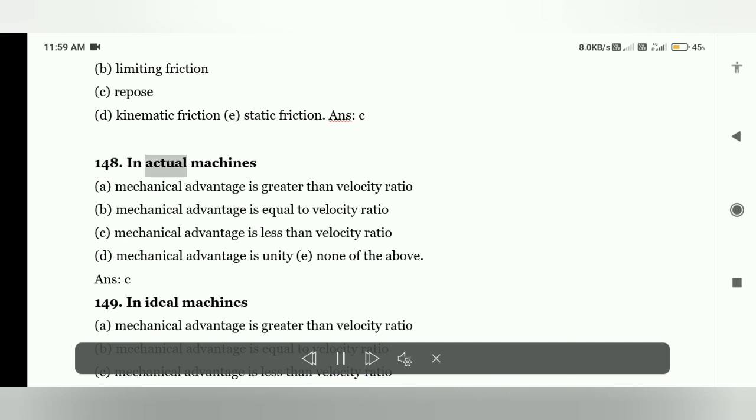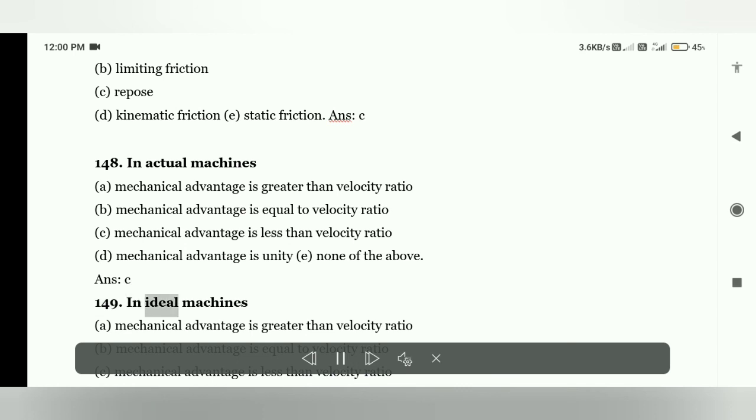148. In actual machines, mechanical advantage is greater than velocity ratio, mechanical advantage is equal to velocity ratio, mechanical advantage is less than velocity ratio, mechanical advantage is unity, E, none of the above. Answer C.